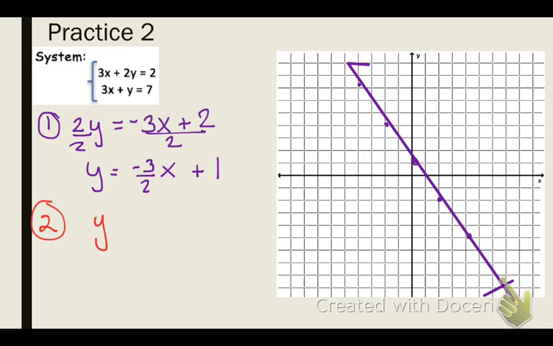Again, I'm going to subtract 3x from each side, which gives me -3x plus 7. So this one crosses at +7, right here. And again, the slope here is -3, so I go down 3, right 1, down 3, right 1, and so on. And I can see where these lines are hitting already, but I do need to graph the line.